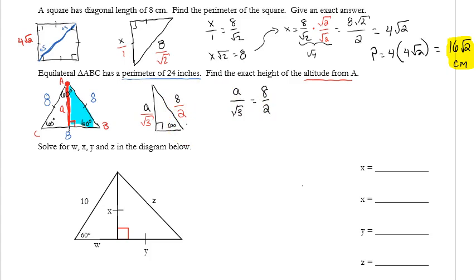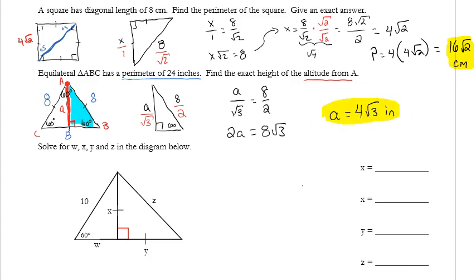if I want. Cross multiply, 2 times the altitude equals 8 square roots of 3. The altitude is equal to 4 square root of 3 inches. Again, that comes from knowing the properties.